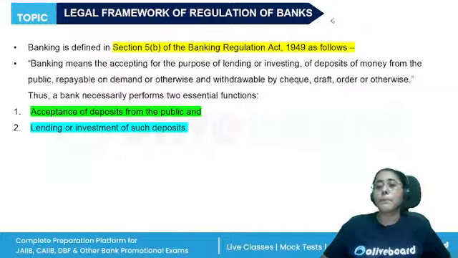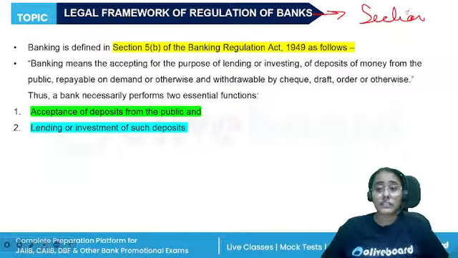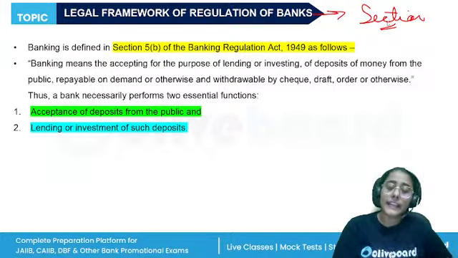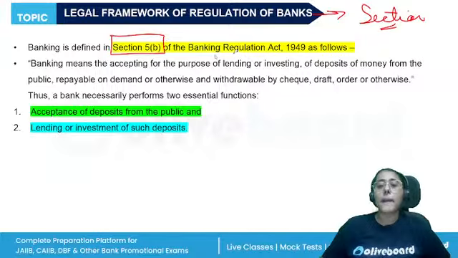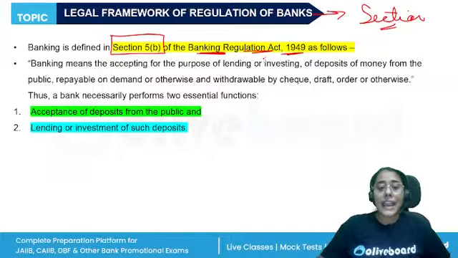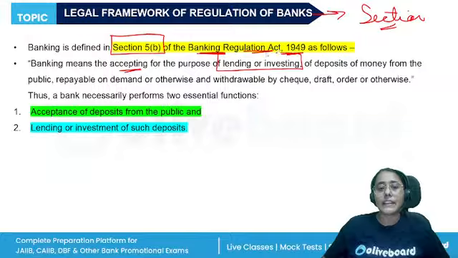Again, one another important point, from your module A, which is completely theoretical, you will mostly get questions from sections. There are various sections that you need to remember from your Banking Regulation Act and RBI Act. First, most important section is the section 5B of your Banking Regulation Act of 1949. It gives the definition of banking. What is banking? Accepting the demand deposits for the purpose of lending or investing, right?